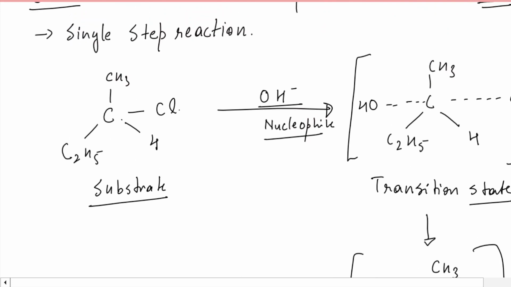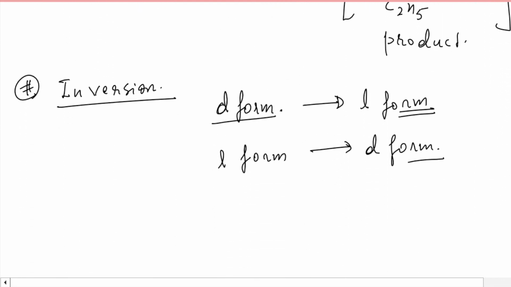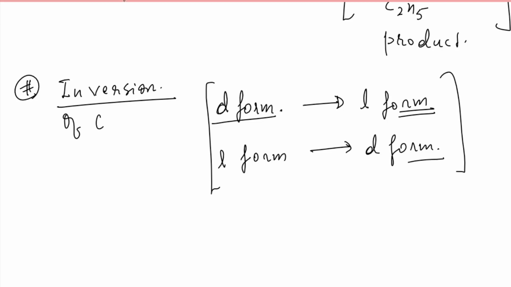Here we have taken the chiral carbon just to explain optical activity of the reaction. If D form is there, it will get converted into L form. If L form is there, it will get converted into D form. Dextrorotatory will get converted into levorotatory, and levorotatory into dextrorotatory. The optical activity of the compound, either dextrorotatory or levorotatory, cannot be predicted by merely looking at the structure of the molecule. It can only be predicted experimentally. Whatever the initial configuration of the molecule is, it will get inverted, and this is known as inversion of configuration.